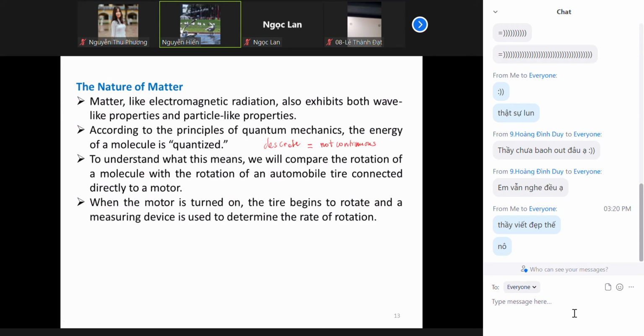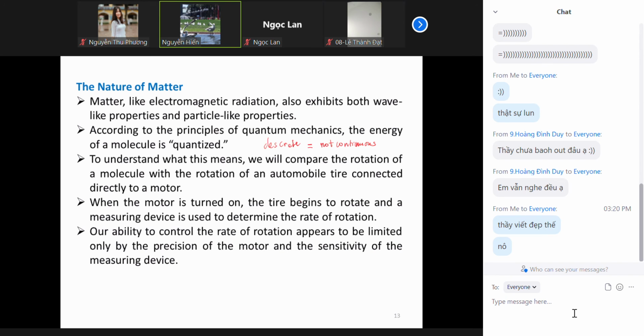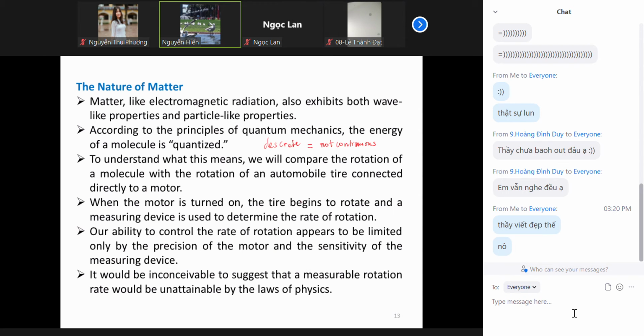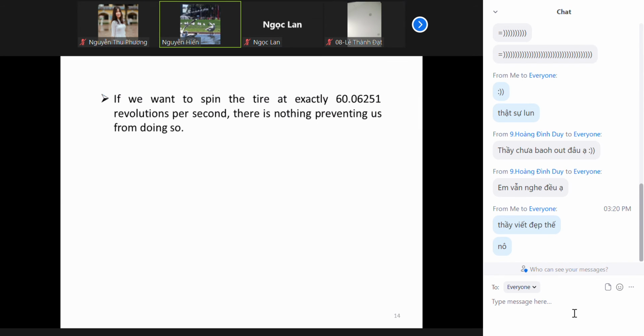So there are actually very different features of these two things. When the motor is turned on, the tire begins to rotate, and a measuring device is used to determine the rate of the rotation. And we can actually control the rate of the rotation of the tire. We can rotate the tire at any rate we want. But it is not possible with the rotation of a molecule. You cannot control the rotation of a molecule. It is not understandable by the laws of physics. So there's nothing to prevent us from controlling the rotation of the tires.